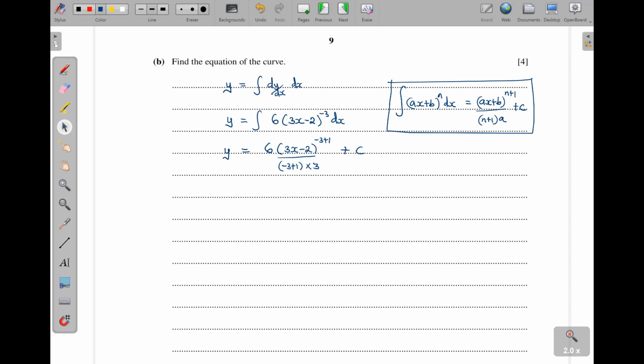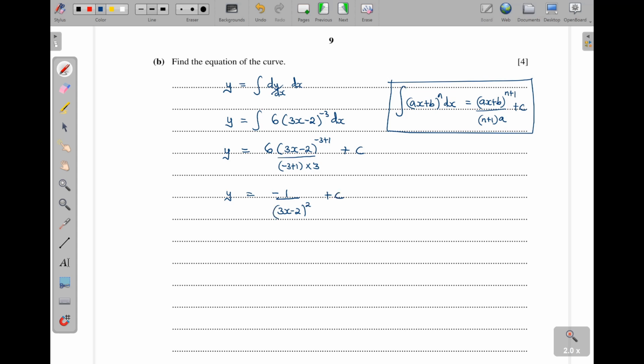Now y is going to be equal to, this one will give us negative 2 times 3, that will be negative 6. So it will cancel with the 6 here, and the whole thing will become a negative. And then this is a negative 2, so I can take it down, and it will be negative 1 over (3x minus 2) squared, plus c.